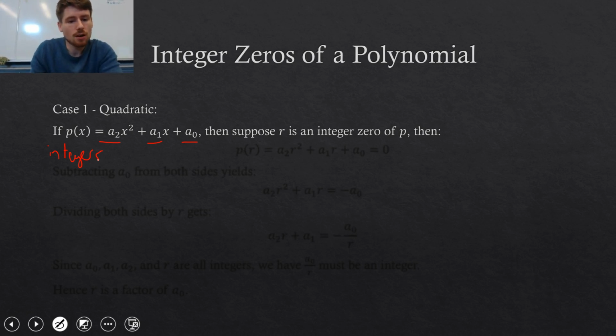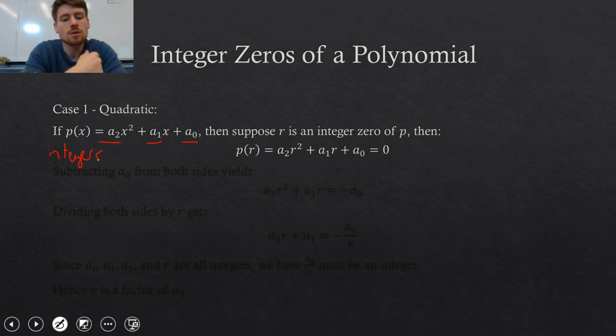Okay, then we plug in r. We're assuming that r is an integer zero of p. So we plug r in, we must get 0 out. So now those powers are doing math. So a2 is not a power, but that's the first coefficient.